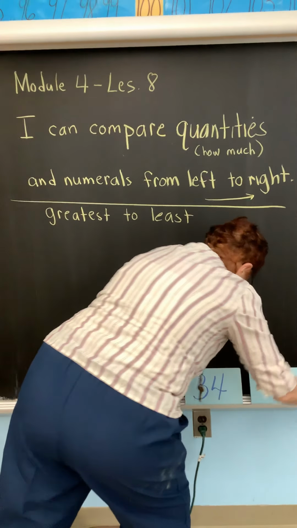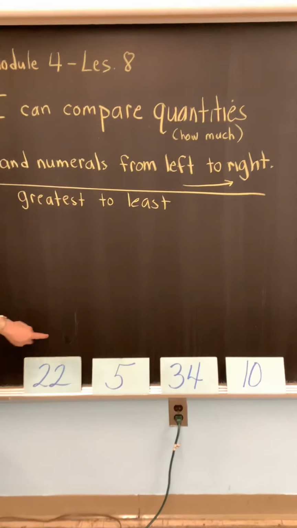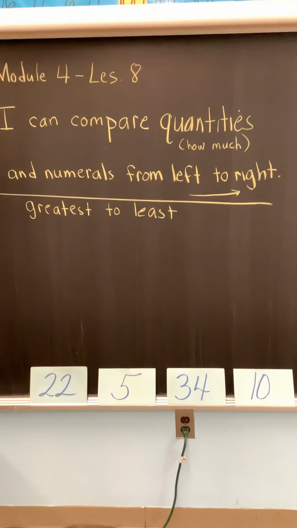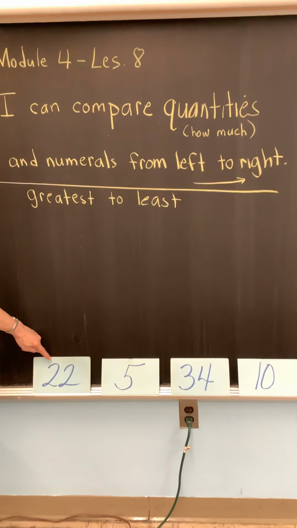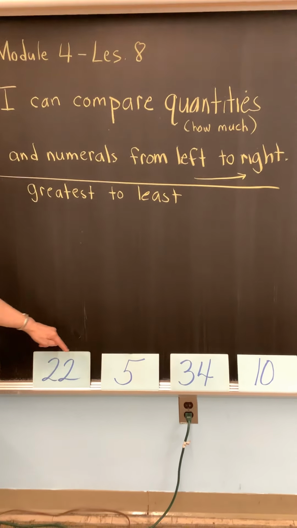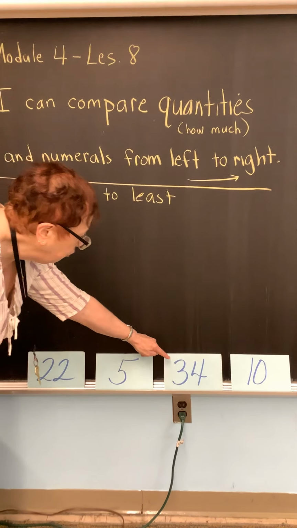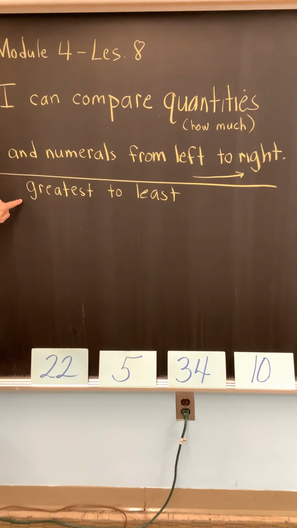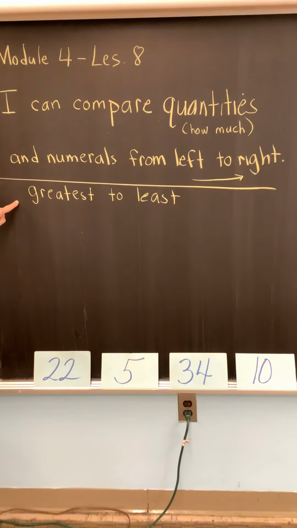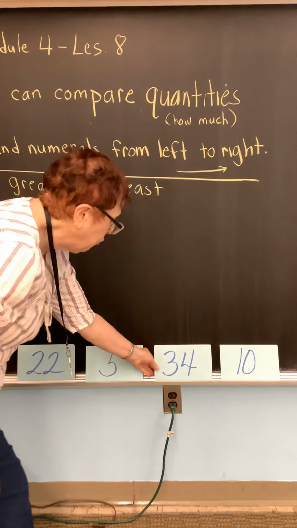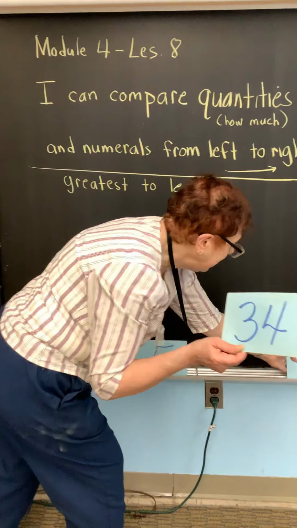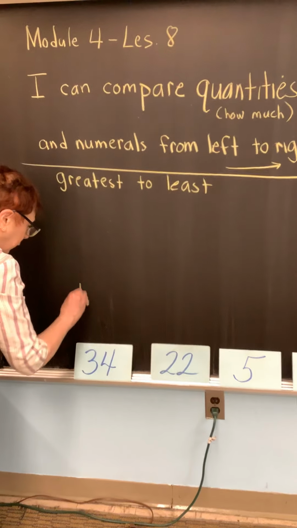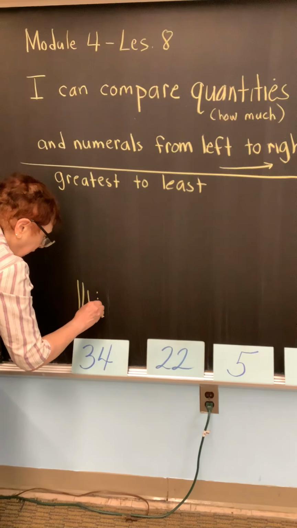Okay, so can you see these 4 numbers? 22, 5, 34, and 10. So when you look at 4 numbers, you start from your 10s. So look, I see 2 10s. I see no 10s. I see 3 10s. I see 1 10. Which of those numbers is the greatest number? I'm hoping that you're saying 34, because that's 3 10s and 4 1s. And if you need to, I'm going to do quick draws, 3 10s and 4 1s.